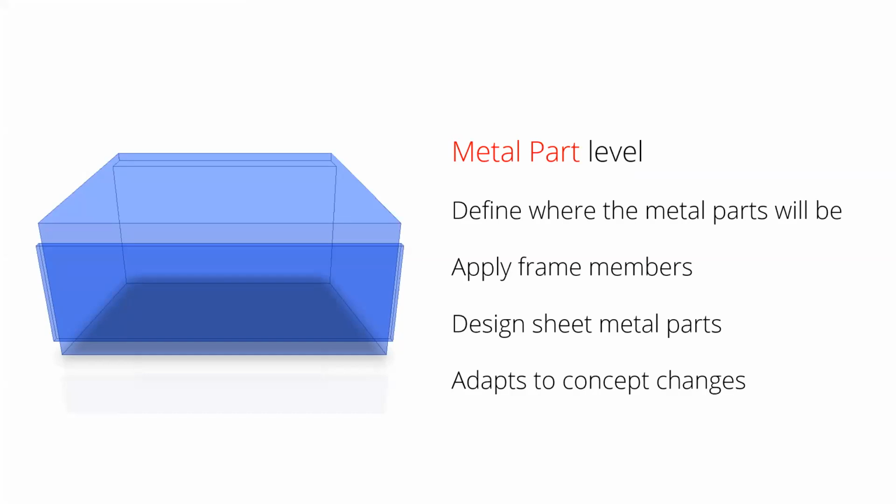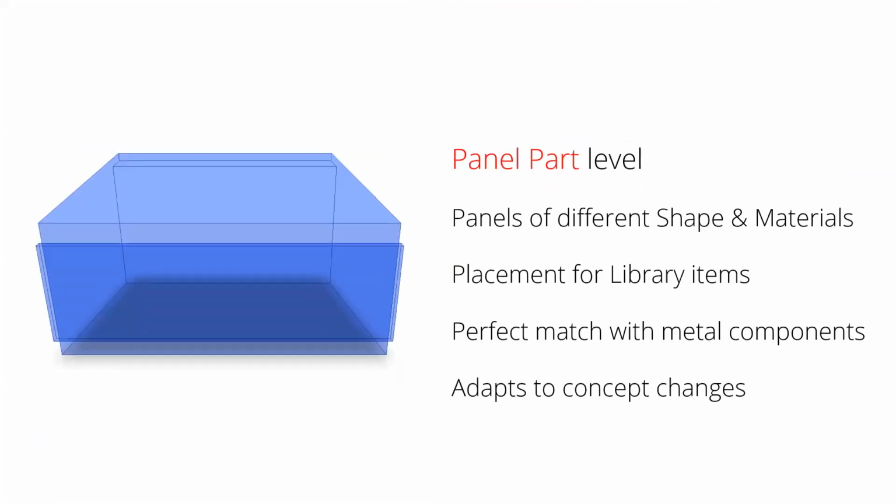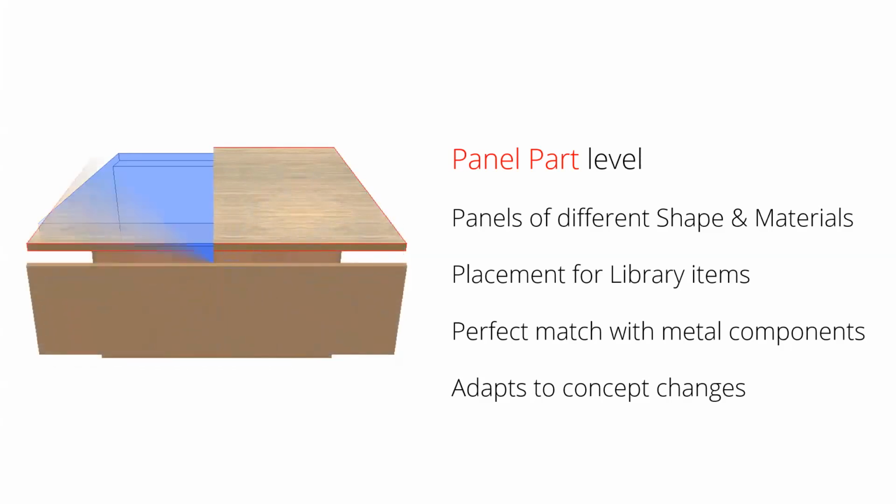Of course, besides the metal part, we can also work with some wood. So let's say that that's how our finalized metal part looks. And we can go for the wood part. As a reference, again, we can use the same block. And on the same block basis, we can apply different panels made of different materials in different shapes. We can also use library items. And after all, when we finish that part, it will perfectly match with the metal components. And again, it adapts to the changes. So if you change something on a concept level, of course, it will react to those changes.